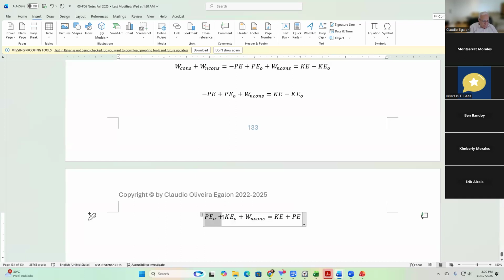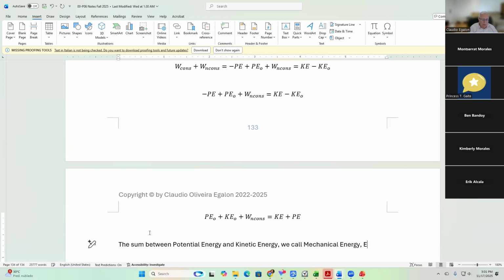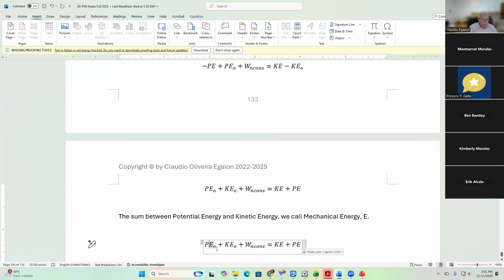And now this term that you see right in here, the sum of potential energy and kinetic energy, we call mechanical energy, and we abbreviate it by the letter E. Consequently, this equation now becomes: initial mechanical energy plus the work done by the non-conservative forces is equal to final mechanical energy.